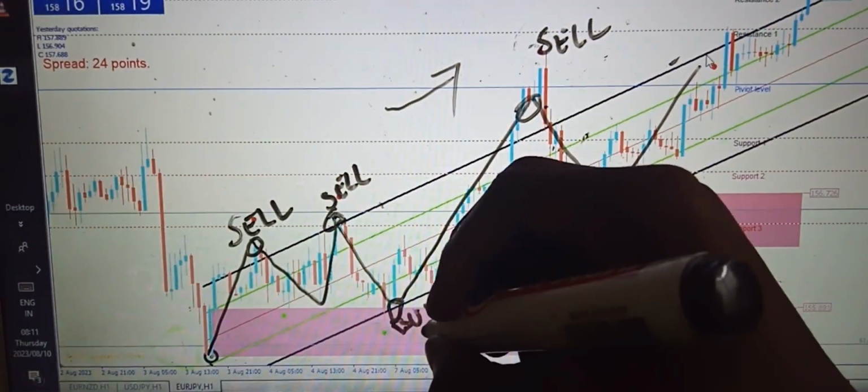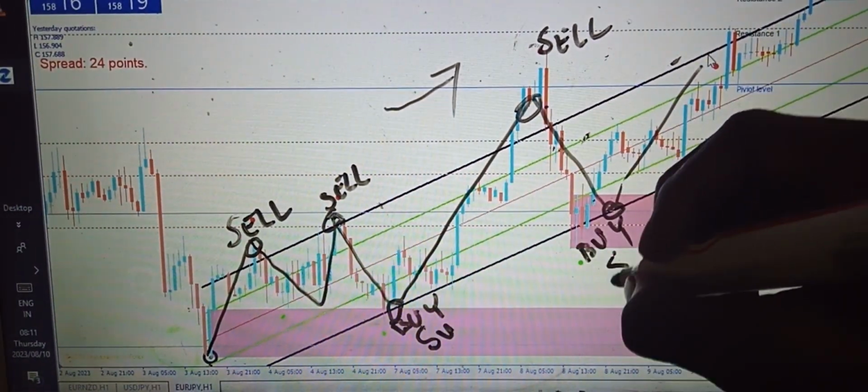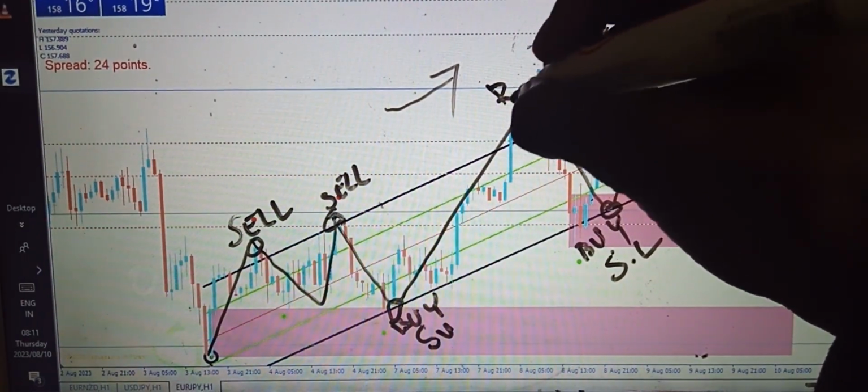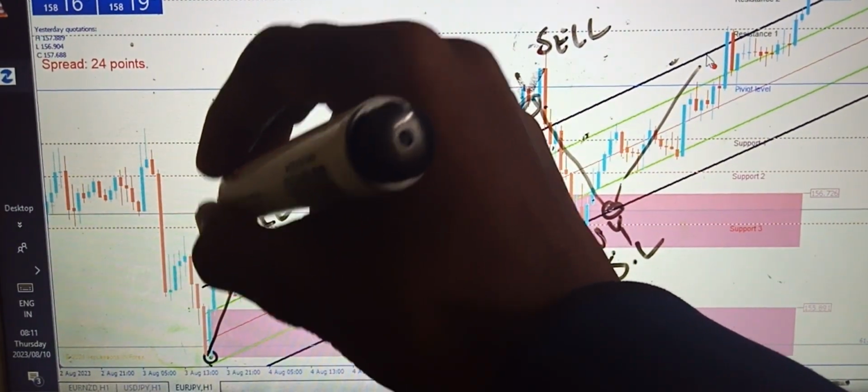So this will be your support level. This will be your resistance level.